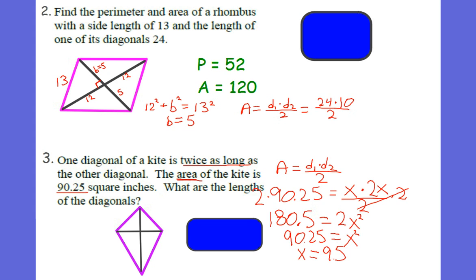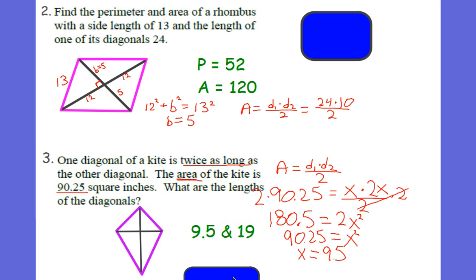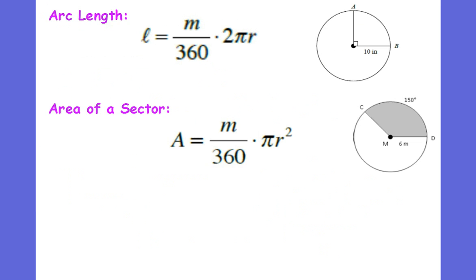So the question it asks us is, what are the lengths of the diagonals? So both of them. Well, if x is 9.5, that was one of our diagonals. The other one's going to be 2 times x, right? So for the final answer, we could say 9.5 and 19 would be the lengths of the diagonals. Okay, so that covers all of the basics with area of all the different quadrilaterals that we talked about.